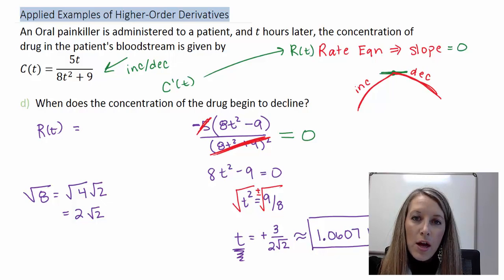And so now we have finished up part C and part D of our painkiller example.